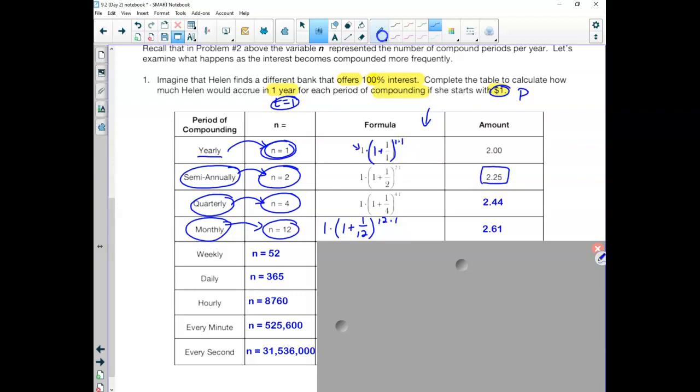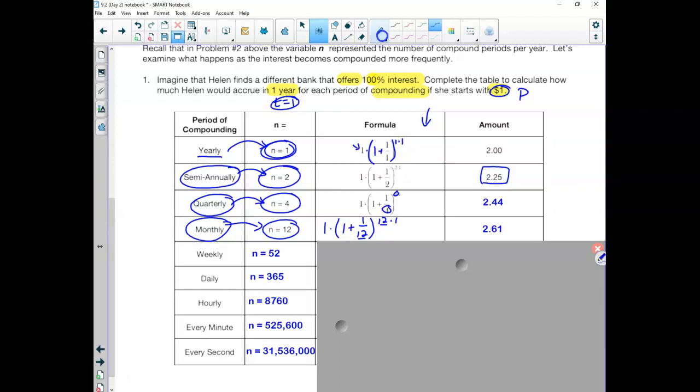Well, what if it's quarterly? Now n is 4, so I just switch my 4, type it in, $2.44. Well, now if it's monthly, n is 12, so I replace n with a 12. Now she's up to $2.61. What I want you to do is figure out the rest of this table because it was kind of cool, you know.